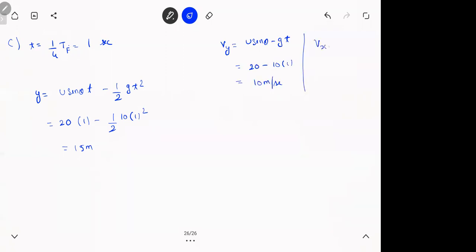What about the horizontal? Horizontal never changes in this case. So u cos theta, that is again 20. So what is the speed? Square root of Vx square plus Vy square. C part is still easy.